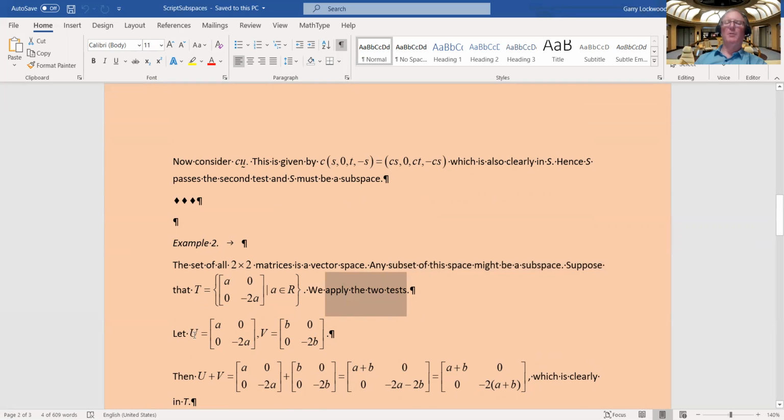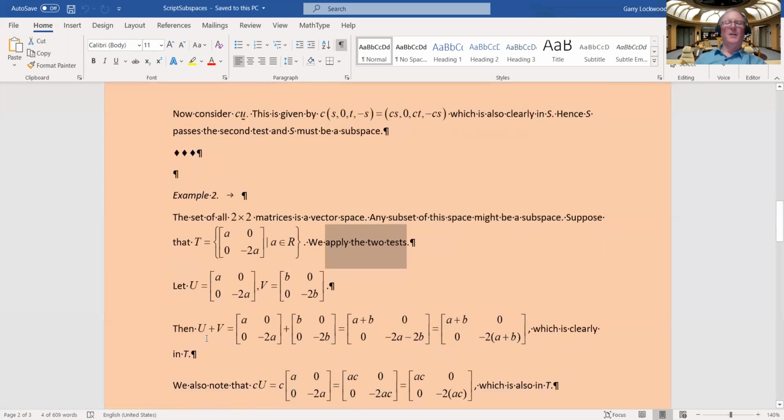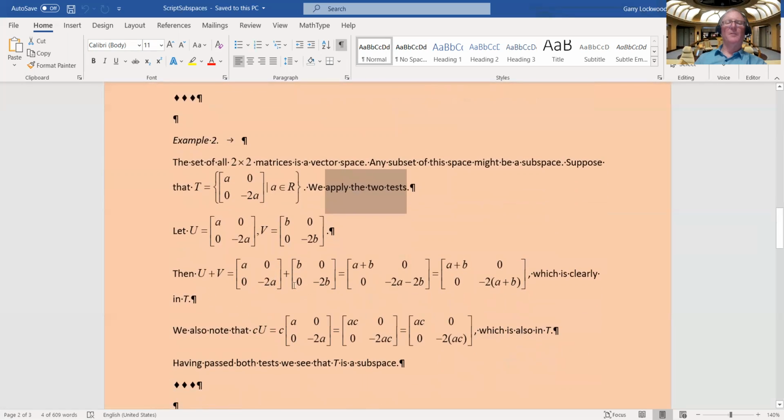This time I've got capitals for matrices, not lowercase with twiddly things under them for vectors. I've got U and V, and they are both clearly of that form. So I'm finding U plus V, this one plus this one, which is equal to this. And hey presto, that's (a plus b, 0; 0, -2(a plus b)). That's clearly in T. I've got two zeros here, check, check. This here is minus 2 times this one. Yeah, passes that.